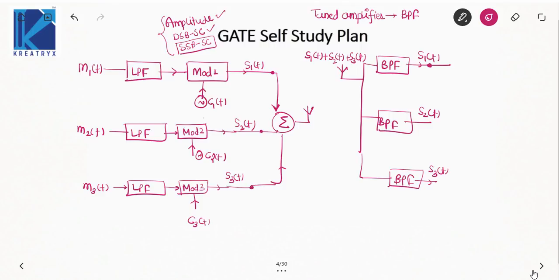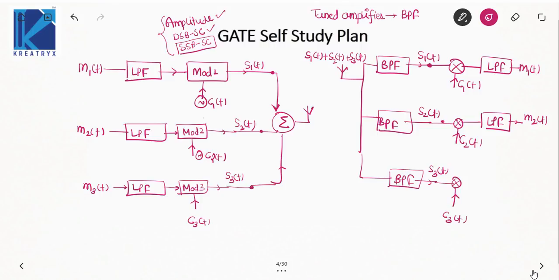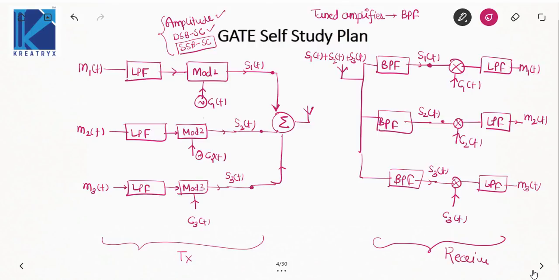Now once the modulated signal is obtained, we can use a synchronous detector, with carrier frequency c1, followed by a low pass filter, and it will generate message 1. Here also once we get the modulated signal, we can use the same carrier, followed by a low pass filter, and at the output I will get m2(t). Now for the third modulated signal I am again using the carrier. It will be followed by a low pass filter, and I will get the third message. So this is our transmitter and this is our receiver, and this block is acting as a synchronous detector, and this is nothing but a tuned amplifier.